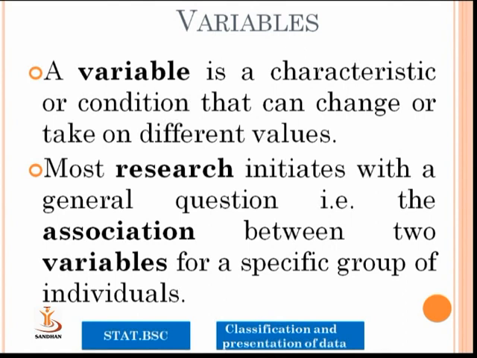Most research starts with a general question about the association between two variables for a specific group of individuals. Is there any association between height and weight of a person? Is there any association between blood sugar level and blood pressure? Both are measurable. We get the numeric form of the data from the laboratory after testing, so it can be called a variable.